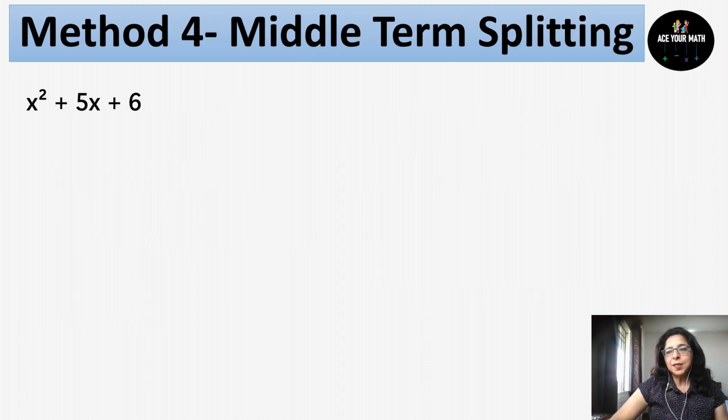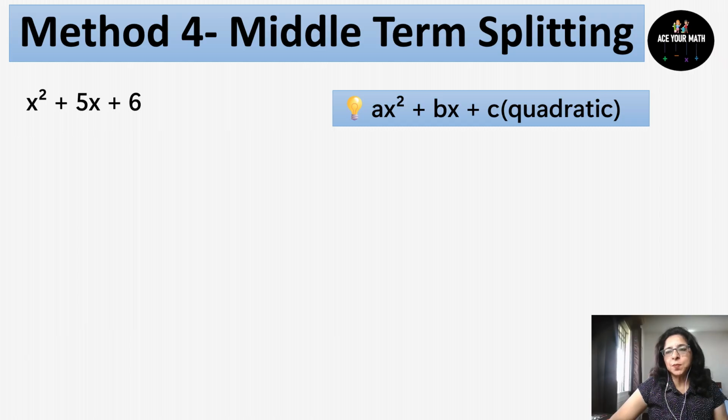Now let's see the middle term splitting method and when to use it. See, let's say the equation given to you is x square plus 5x plus 6. The equation has to be quadratic when you're using middle term splitting. Quadratic means the highest power of x is 2 and it is in the form ax square plus bx plus c. And if you see, the given equation x square plus 5x plus 6 is quadratic and it is given in the same form.